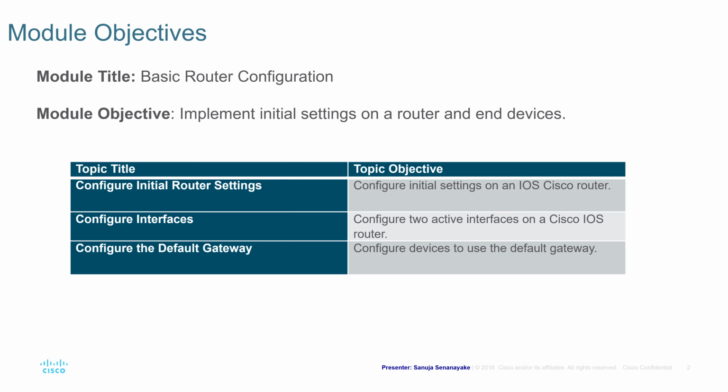The main objective of this module is to implement initial settings on a router and end devices. We will look at how you can configure the initial router settings, like the basic Cisco commands, configure interfaces and the Cisco commands associated with configuring interfaces, and configure default gateway. Again, the Cisco commands associated with configuring default gateways.